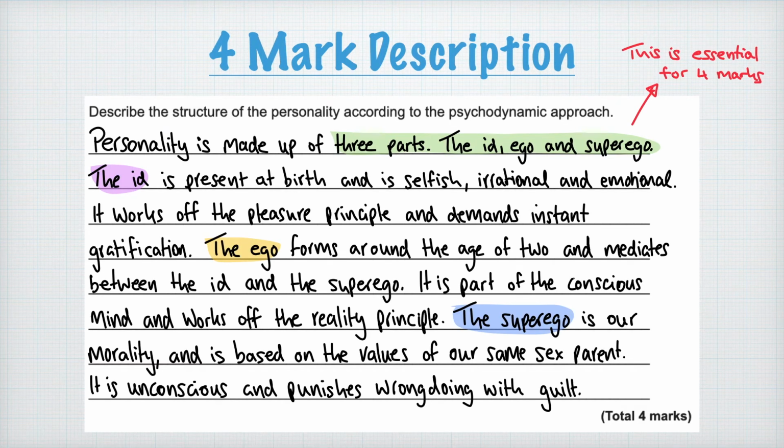Be aware of that first sentence where I talk about the fact that personality is made up of 3 parts and then name those 3 parts. That bit is essential if you want to access the full 4 marks. Okay? Obviously, there is a load more that you could say about all 3, but there's no way you're going to say everything in the time.